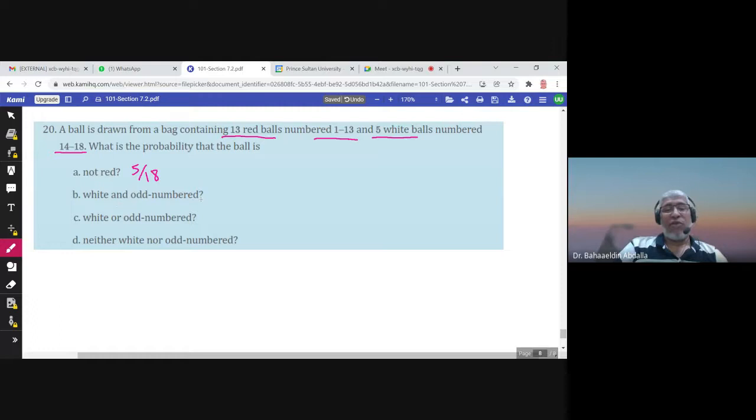White and odd numbered. Okay. The white balls are from 14 to 18. So what about the odd numbers of these white? What are the odd numbers from 14 to 18? Well, 15 and 17 only. So white and odd, there are 2 balls. So 2 over 18 is the probability.